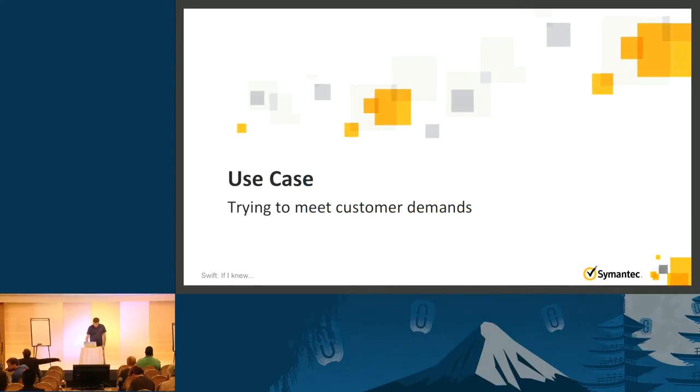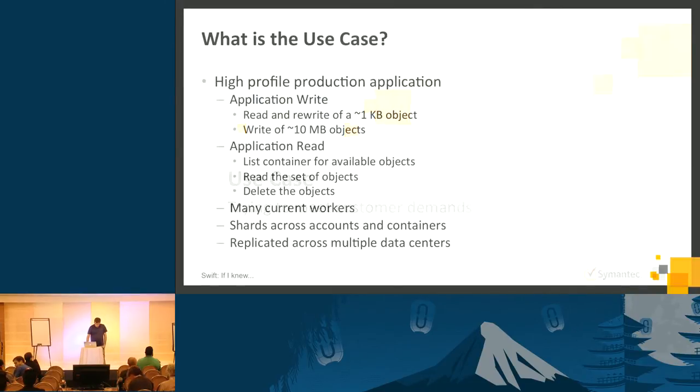Okay. Now our customer use case that we're going to demonstrate. It was an application that has two different parts. There's a part that writes fairly small objects, which is a manifest, and it rewrites them, and then stores the actual data parts as roughly 10 meg objects. Then the other side of the application uses the container list to find out which objects are available to be read, reads them, and then deletes them.